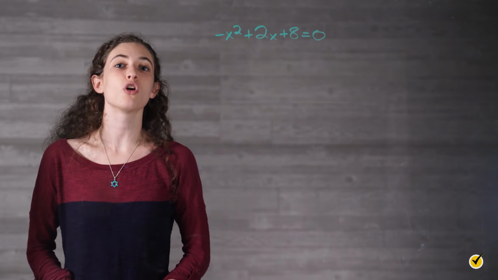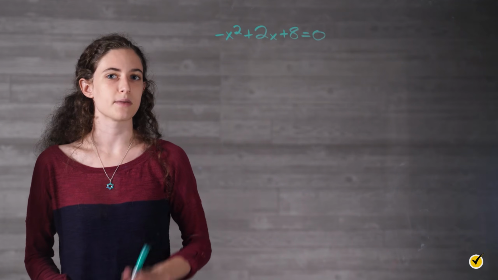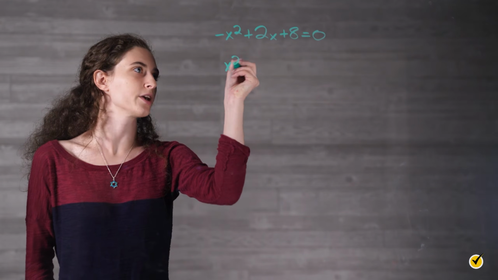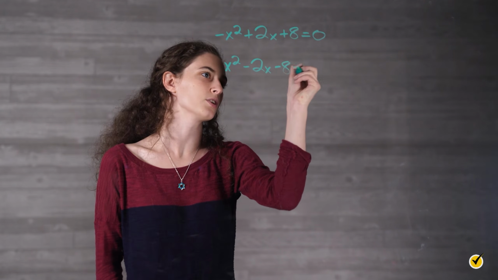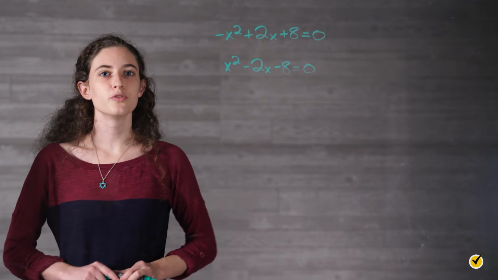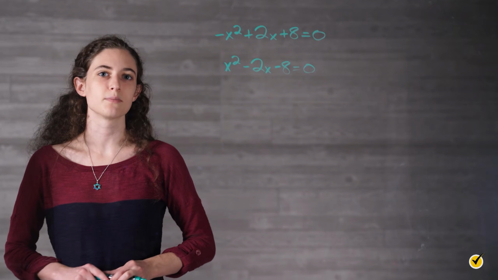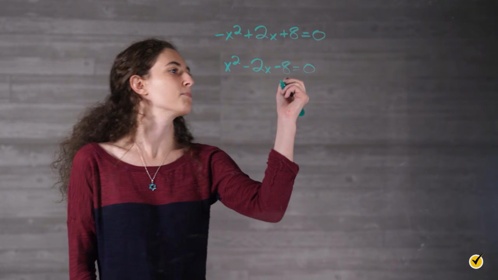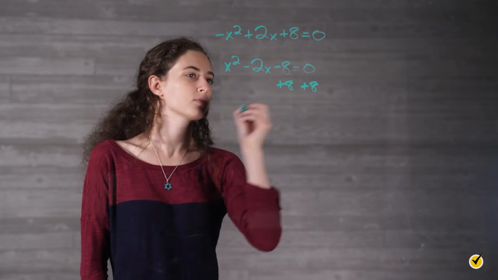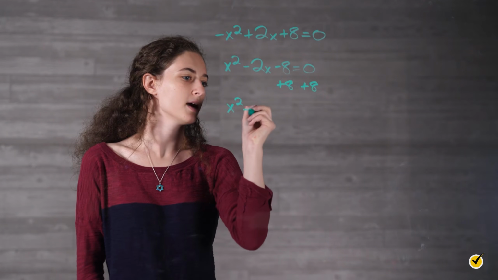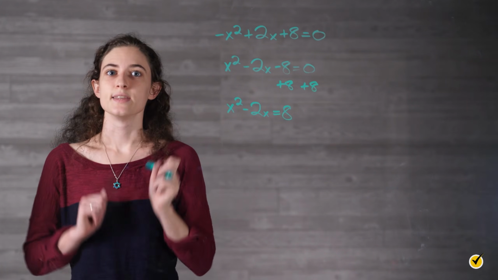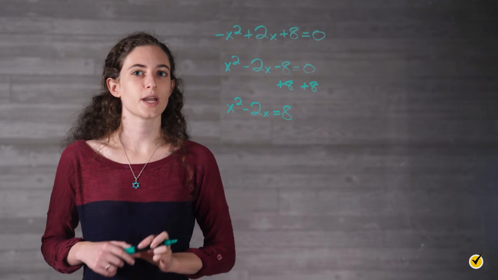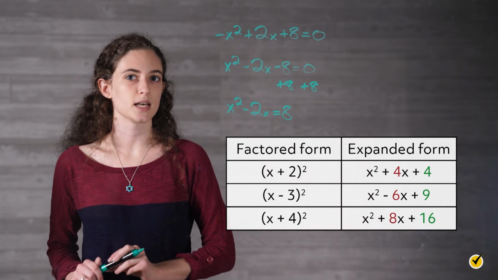So we divide all terms by negative 1 to get ready. This gives us x squared minus 2x minus 8 equals 0. First, move the constant term to the other side by itself. For this, we'll add 8 to both sides. This gives us x squared minus 2x equals 8. Pause. Now we need to add a number that creates a perfect square on the left-hand side.